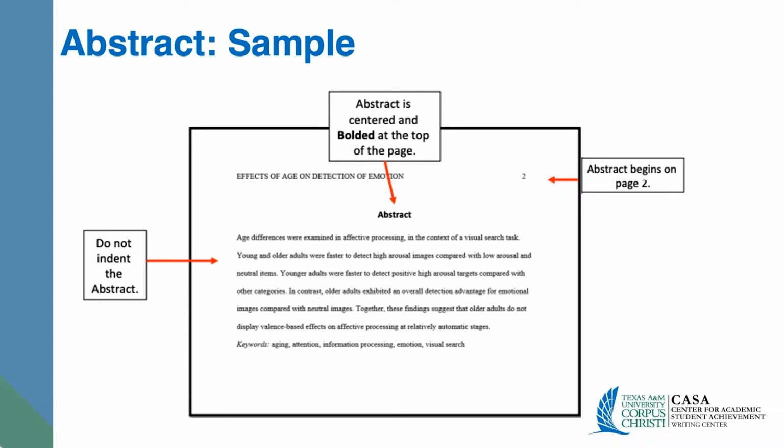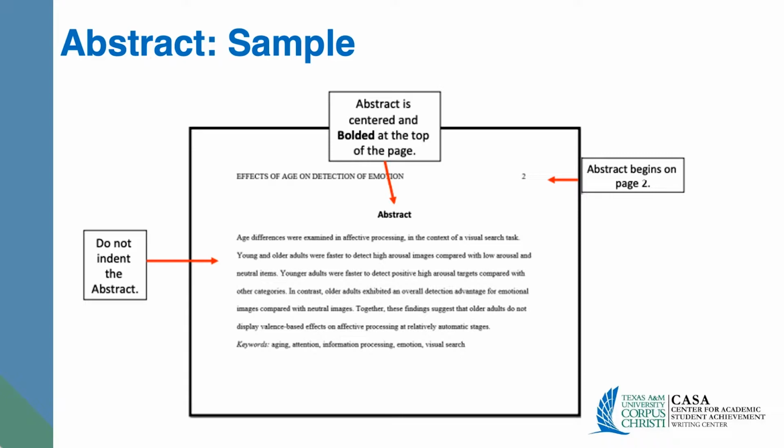This cannot be written before your paper is written. You have to write your paper first before you can summarize the whole thing. So this is usually the last piece of the paper that is written. You can see at the bottom of the example, we do have an example of keywords. The word keywords is capitalized and italicized, and then there is a colon. Now, the paper itself is on the effects of age on the detection of emotion. So some of the keywords they chose: aging, attention, information processing, emotion, visual search.